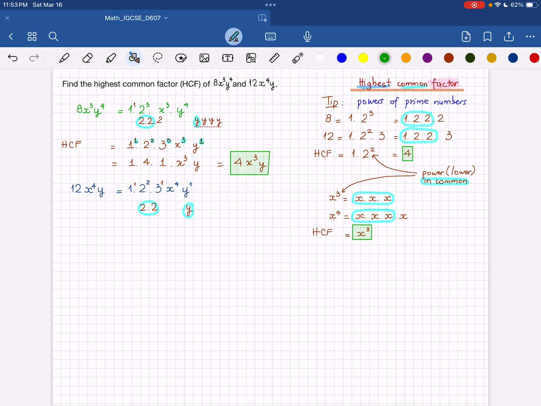Right? Make sense? So just remember, whenever you want to find the highest common factor, write those terms as powers of prime numbers, and then pick the power in common. That's the lower one between the two terms. Okay, thank you. You can do it.